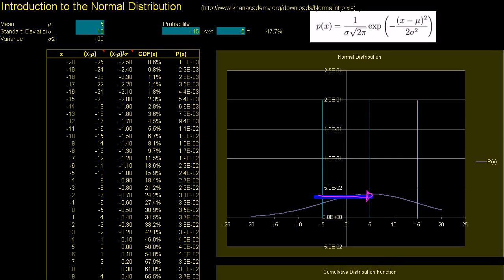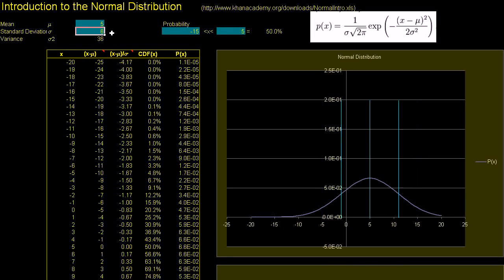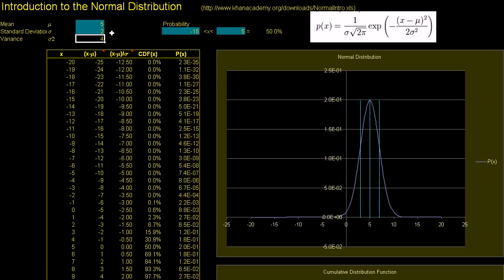If I were to try to make the standard deviation smaller, we'll see that the whole thing just gets a little bit tighter. Let's make it 6. And all of a sudden, this looks like a tighter curve. We make it 2, it becomes even tighter.